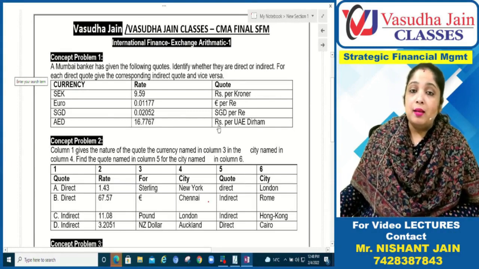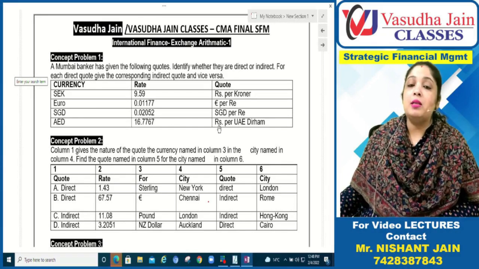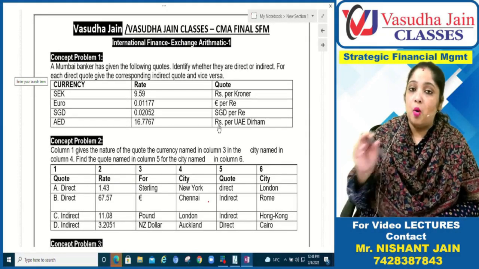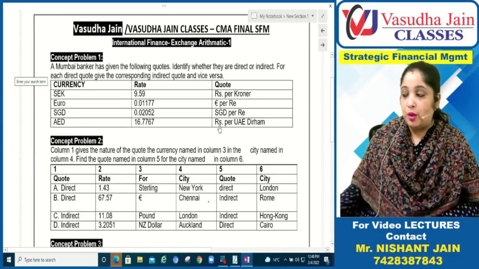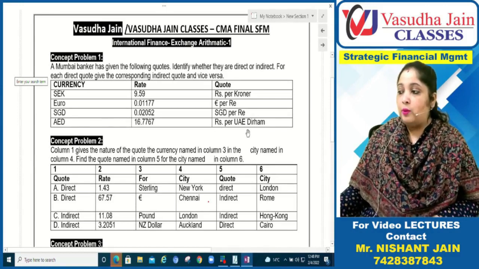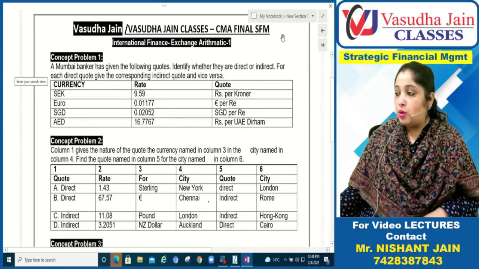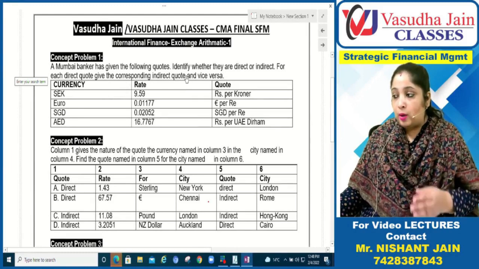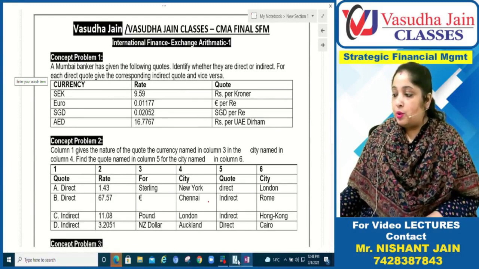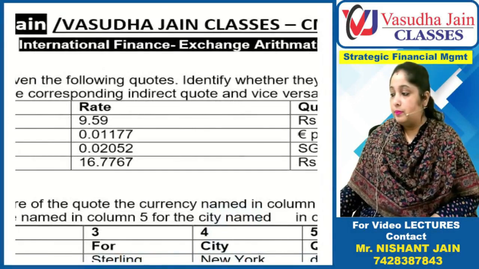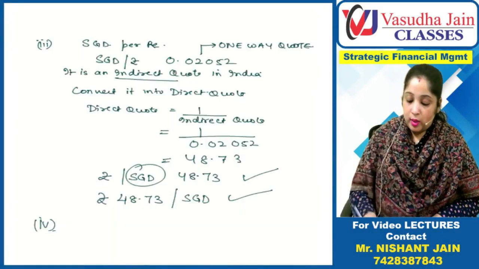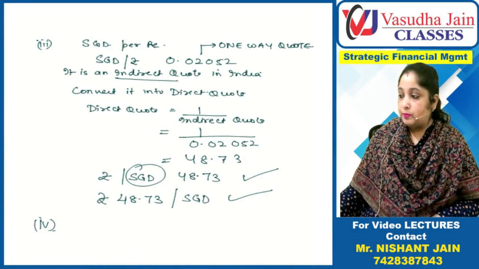So in India this is a direct quote, because when the home currency plays the role of price, that quote is a direct quote. We have to convert it into an indirect quote. The question has asked us for the direct quote, give us the corresponding indirect quote and vice versa. So let's do it. Okay, the fourth part please.